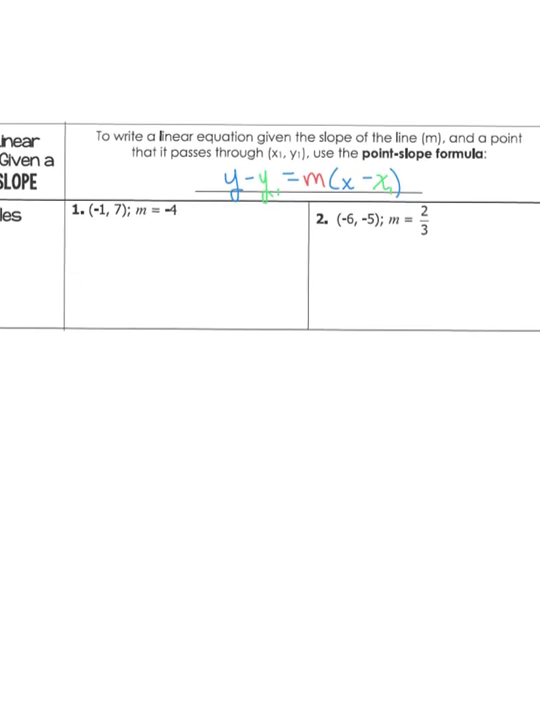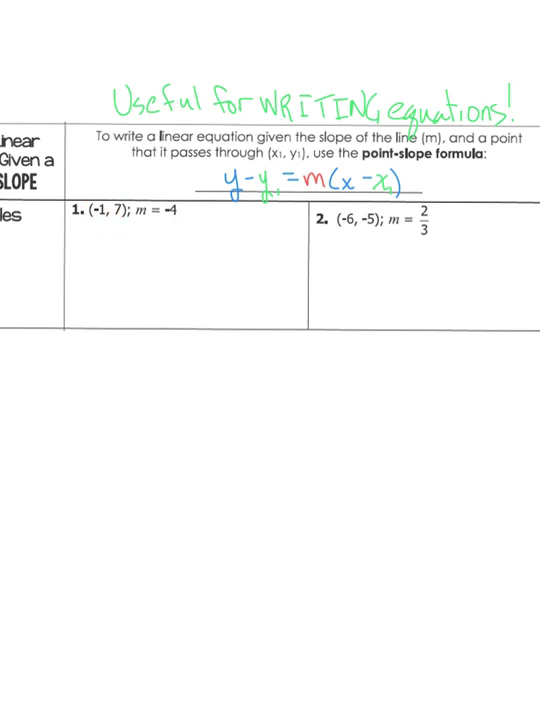This formula is best used for writing equations. So the slope-intercept form is useful for graphing. That's its main purpose. Point-slope form, its main purpose is for writing equations. Now we're going to start out in point-slope, but we're going to finish and write our final answer in slope-intercept form. So as you can see, I have a point and a slope.